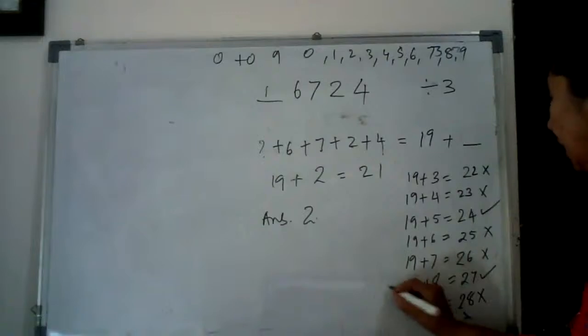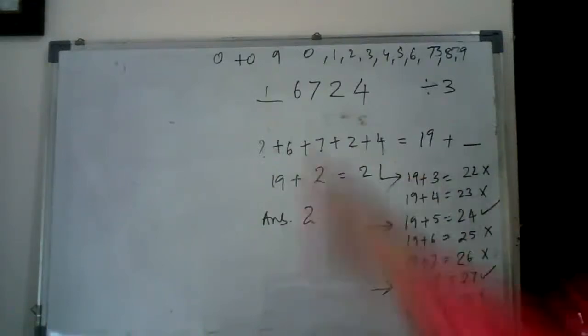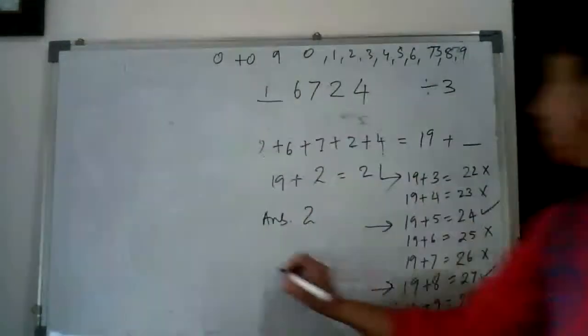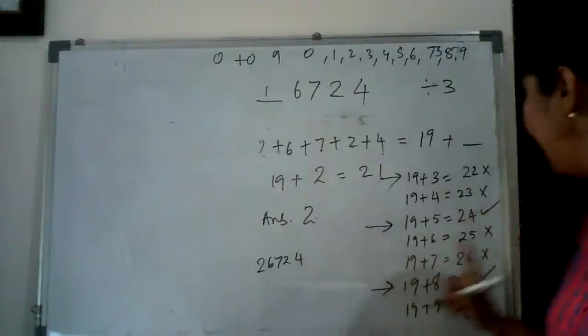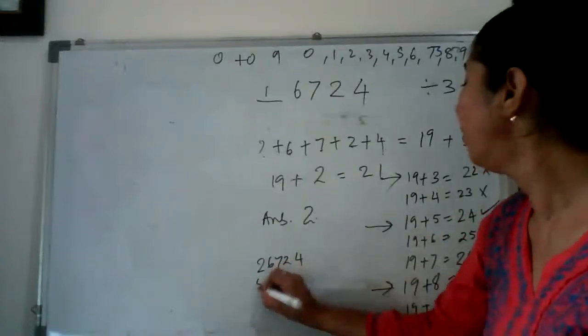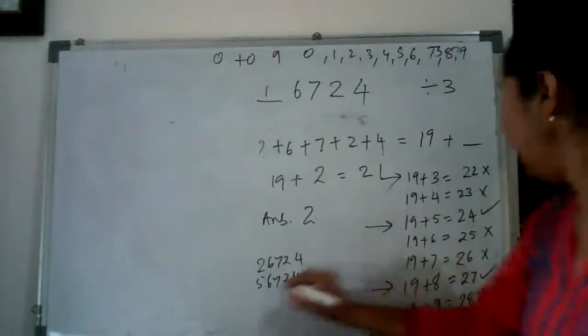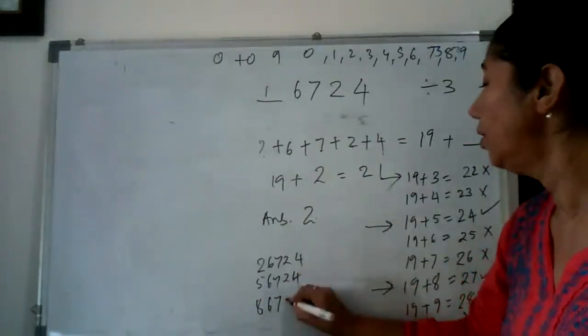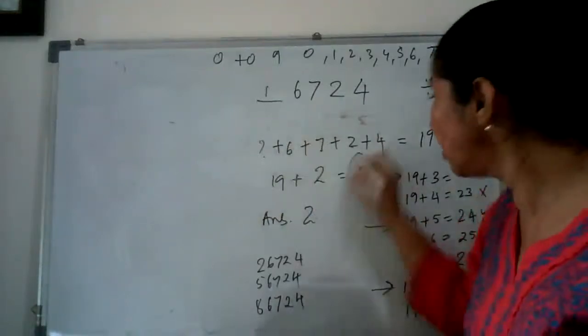So if you see, you have 2, 5, and 8. When you place them here, 2, 6, 7, 2, 4 is divisible by 3. Then if I write 5, 6, 7, 2, 4, it is also divisible by 3. And 8, 6, 7, 2, 4 is also divisible by 3. But yes, we choose the answer 2 only.